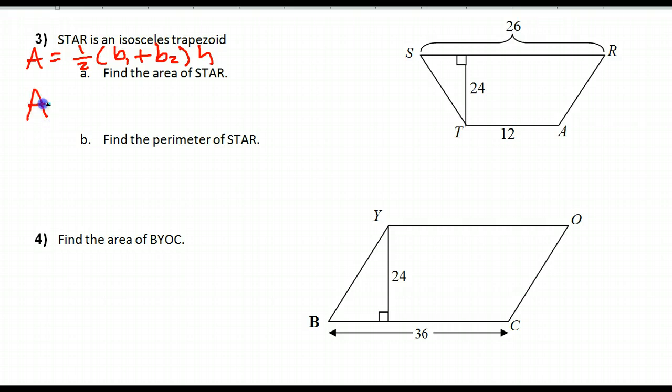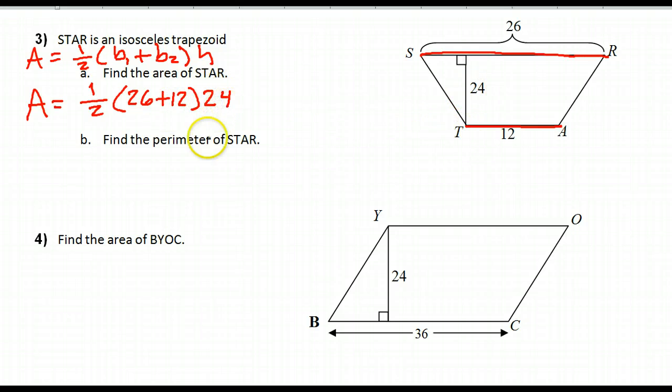Anyway, looking at this picture, the two bases are the 26 and the 12. Those are my two bases. So 1/2 times 26 plus 12, and of course the height is 24. If you put that in your calculator, that should give you the area. That's 456 square units. So that would be the area.